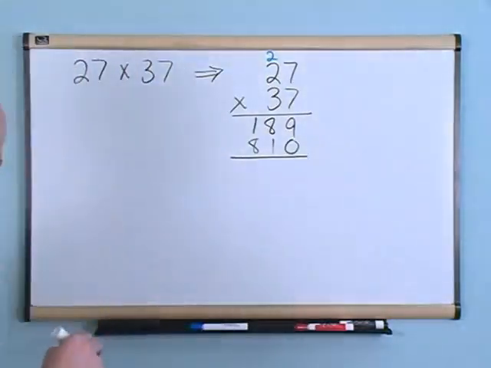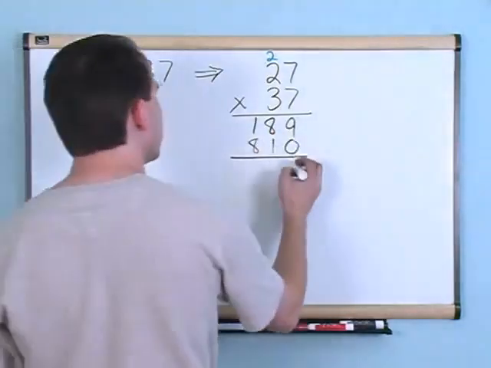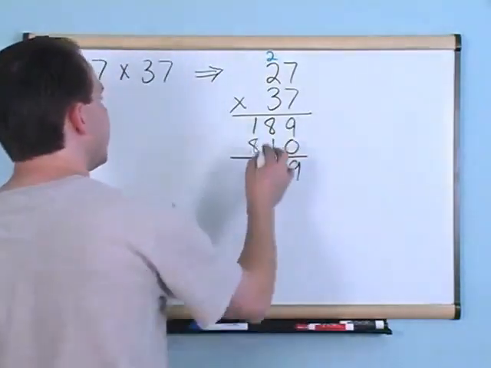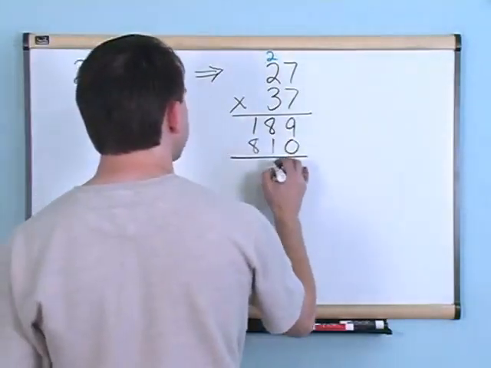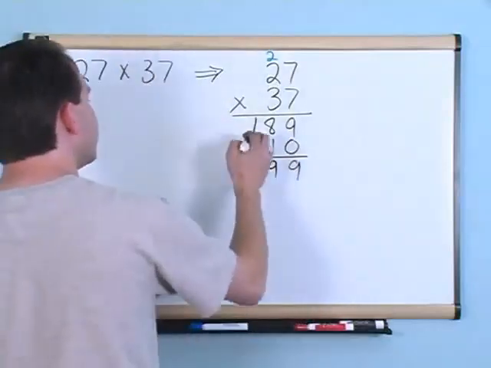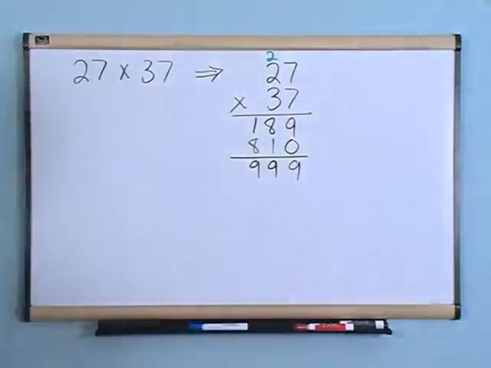Now you have these two numbers, you've got to add them up. 9 plus 0 gives you 9. 8 plus 1 gives you 9. And 1 plus 8 gives you 9. So the answer is 999.